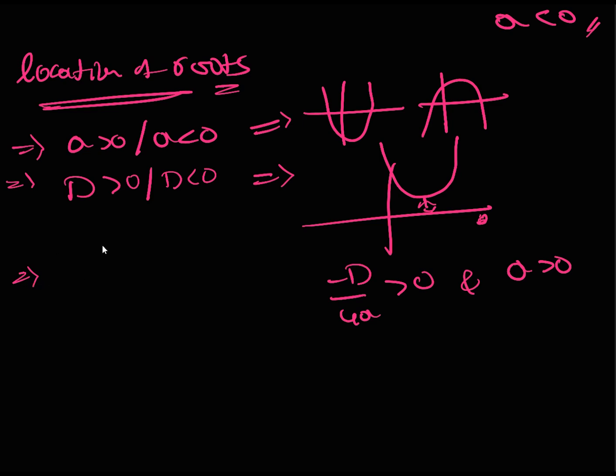Now the third part, we have to find f of 0. From this we will get either both roots are less than 0, or both roots are greater than 0, or one of the roots is greater than 0 and one of the roots is less than 0.